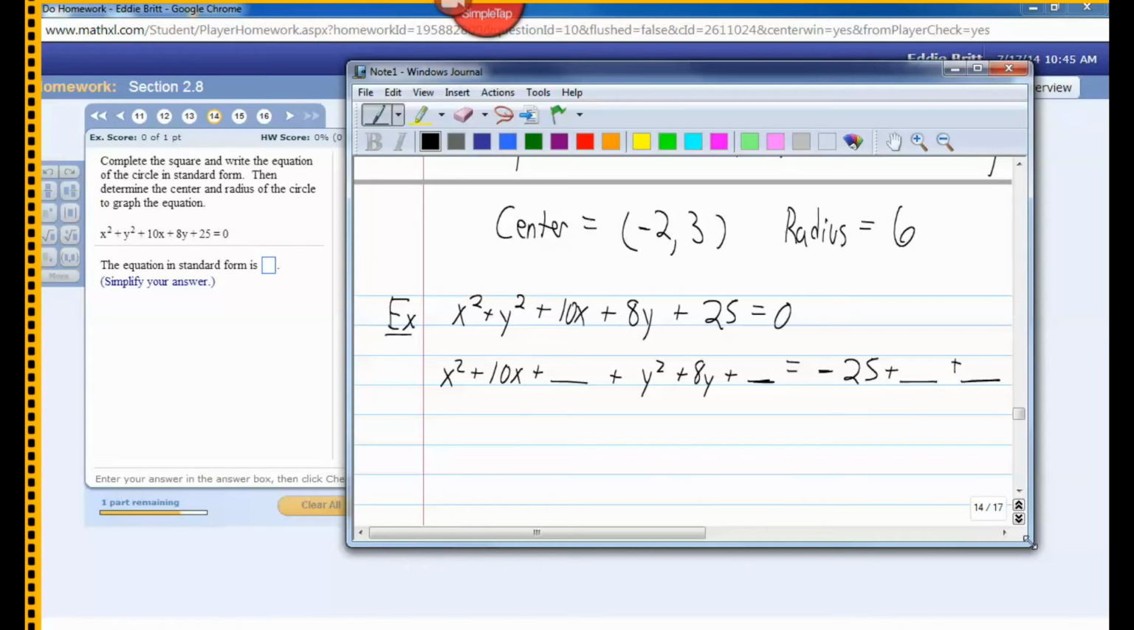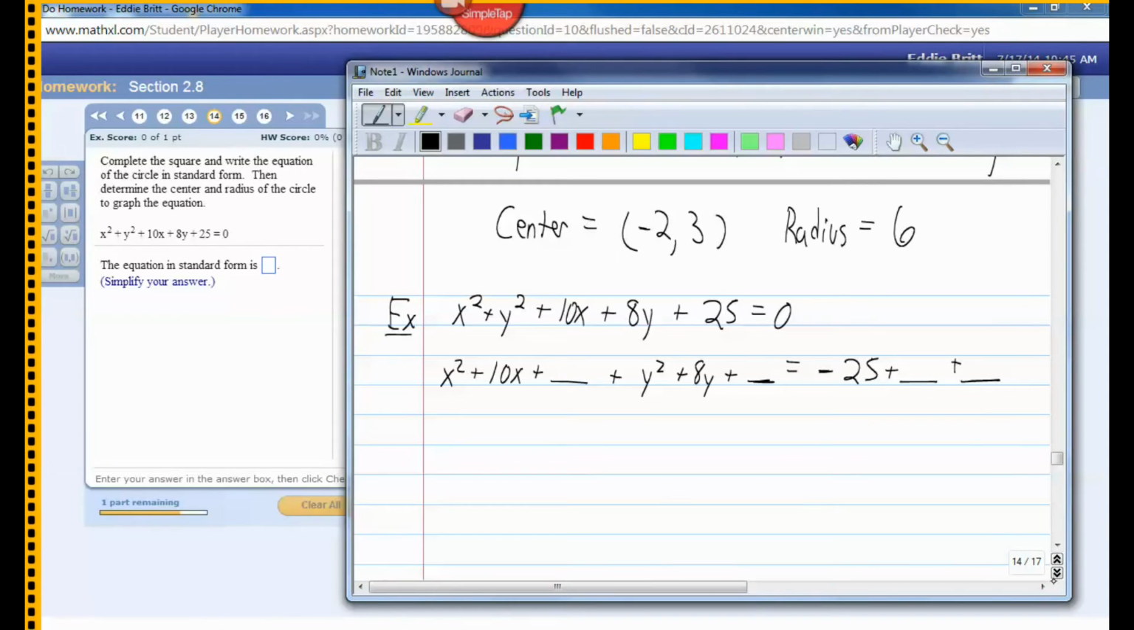Okay. So half of 10 is 5. 5 squared is 25. Half of 8 is 4. 4 squared is 16. So I add 25 and add 16. So I need to do the same thing to the right side. Add 25, add 16.